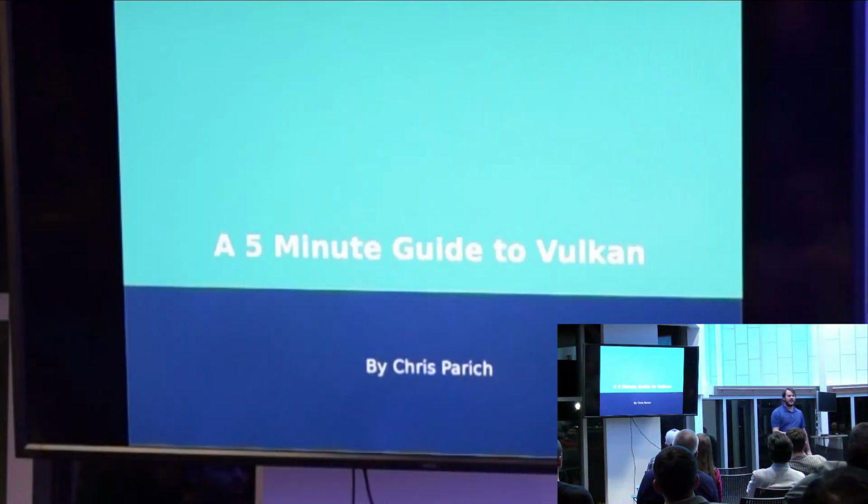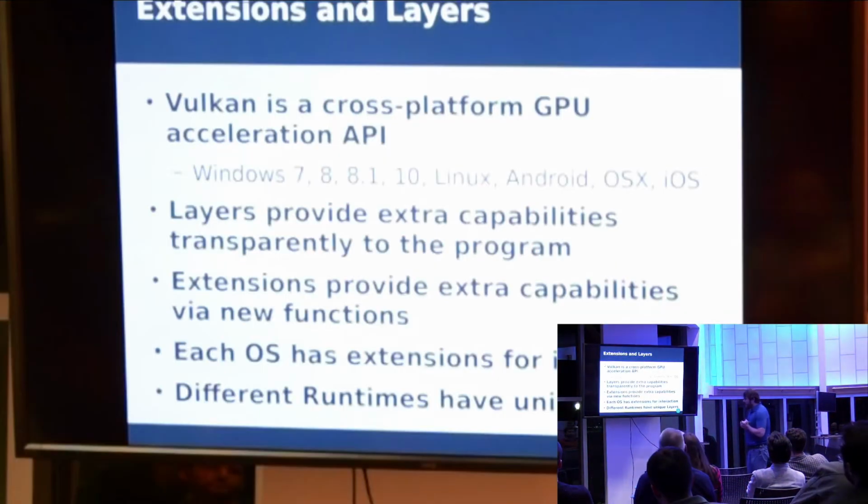So Vulkan is an API created by the Khronos Group. Khronos is responsible for OpenGL, if you've never heard of it, also OpenCL and a couple of other things. But Vulkan is a cross-platform API, specifically for the acceleration of 3D rendering. It is also capable of GPU compute, things like GPU machine learning, etc.